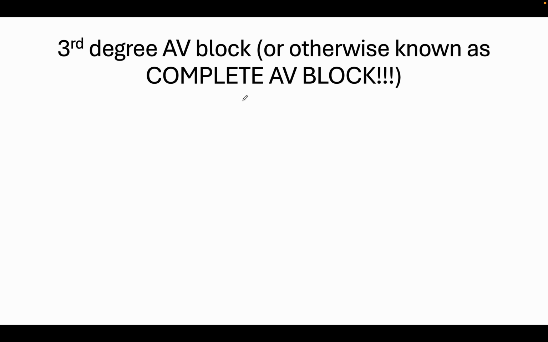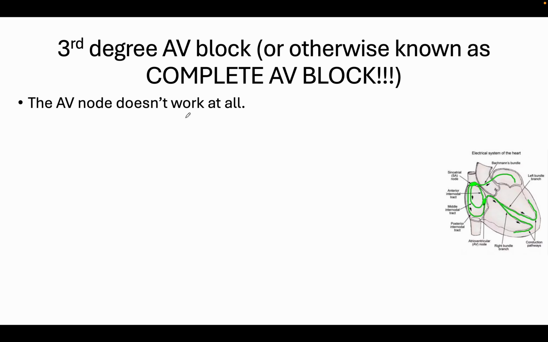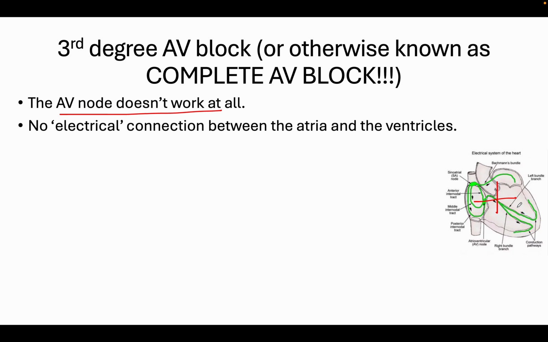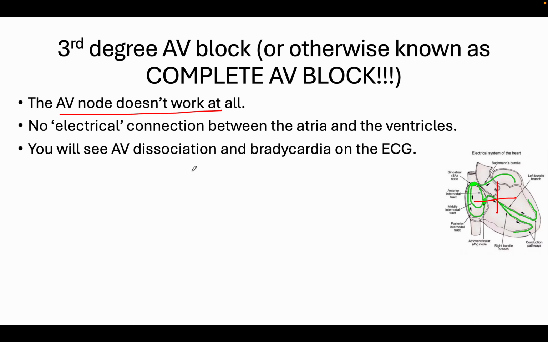So last but not least, we have complete AV block, also known as third-degree AV block. So this is the big bad of the AV nodal blocks, and that's because the AV node has completely failed. There is no signal going from the top to the bottom. Yeah, so there's no electrical connection between the atria and the ventricles. So you'll see something called AV dissociation.